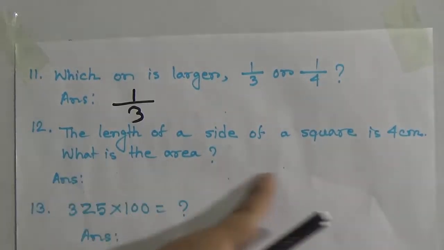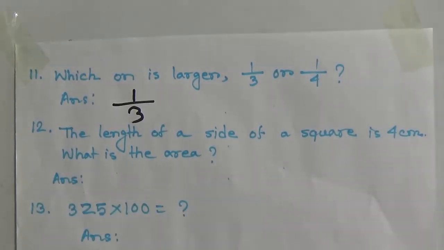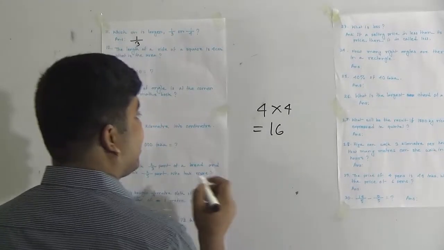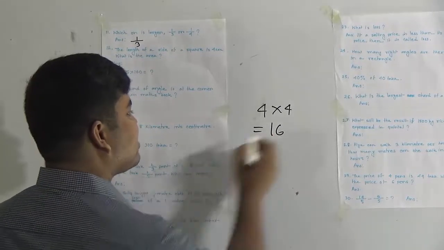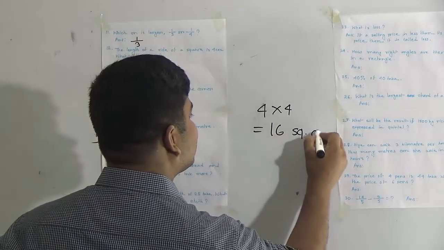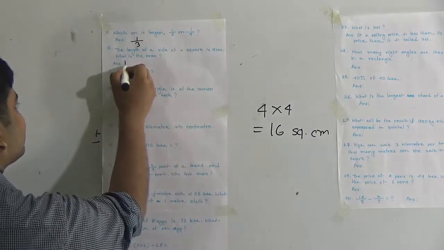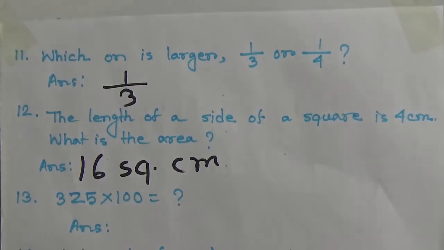The length of a side of a square is 4 centimeters. What is the area? And we know the area of a square is side multiply side. Here one side is 4, so the other is also 4. So 4 multiply 4 equals 16. But you need not write only 16. You write 16 square centimeters.